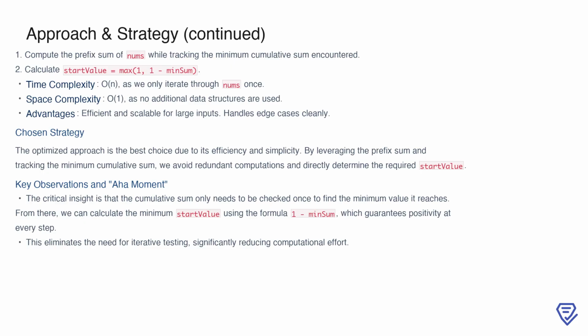This method has a time complexity of O(n), since we only need to iterate through the array once, and it requires constant space, O(1), as no additional data structures are used. The advantages of this approach are clear: it's efficient, scalable, and handles edge cases seamlessly. By focusing on the minimum cumulative sum, we avoid redundant computations and directly compute the result. This makes the optimized approach not only faster but also simpler to implement compared to the brute force method. For these reasons, it stands out as the preferred strategy for solving this problem.